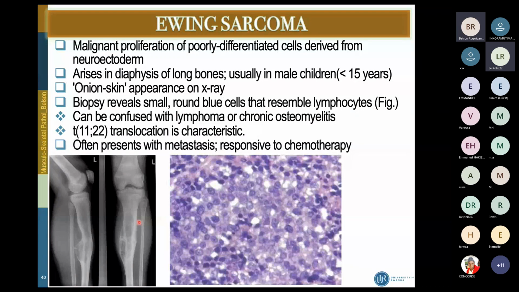So it is derived from neuroectoderm, arises in the diaphysis of long bones, usually in male children. So I think you still have answers on your assignment here. So there will be an onion skin appearance on X-ray. You can see here. So biopsy reveals small round blue cells that resemble lymphocytes, as shown here. So it can be confused with lymphoma or chronic osteomyelitis.